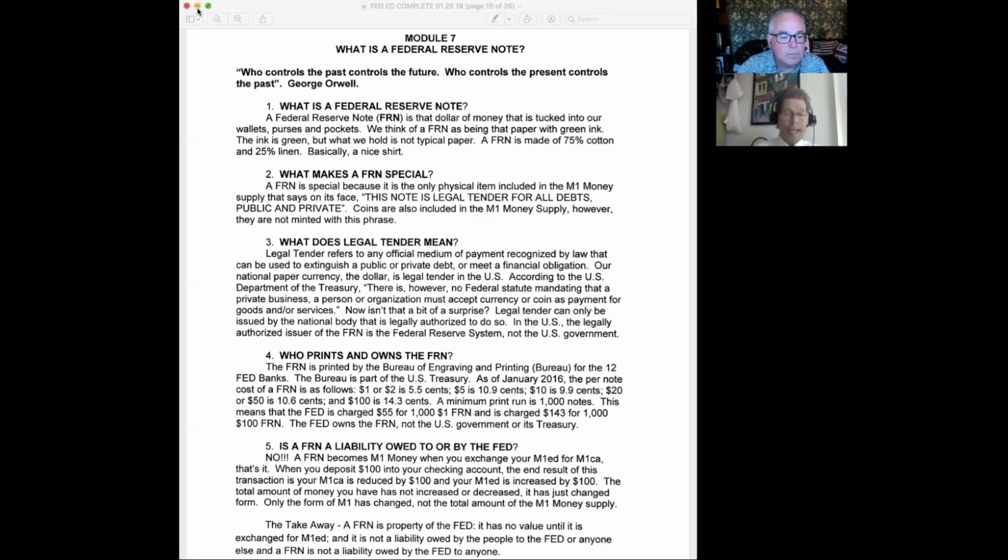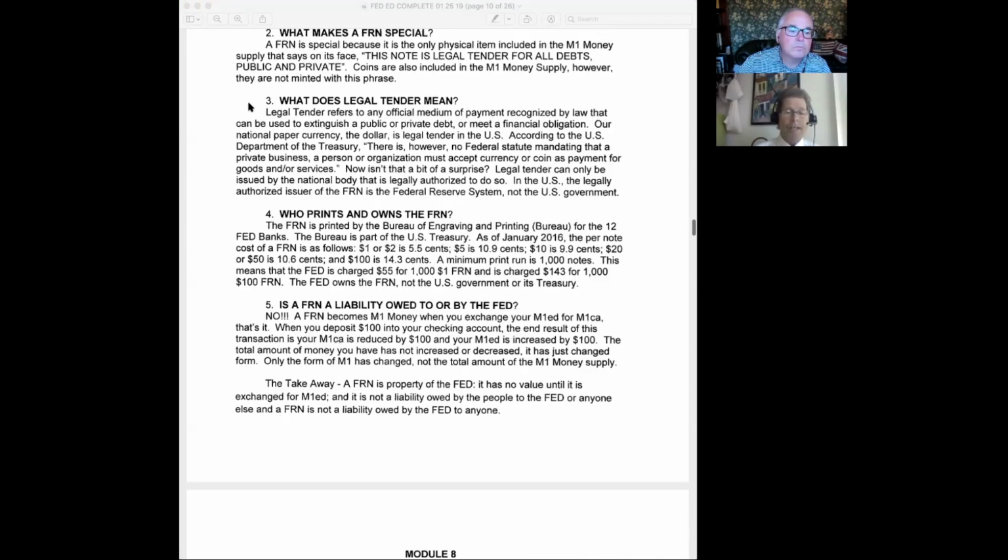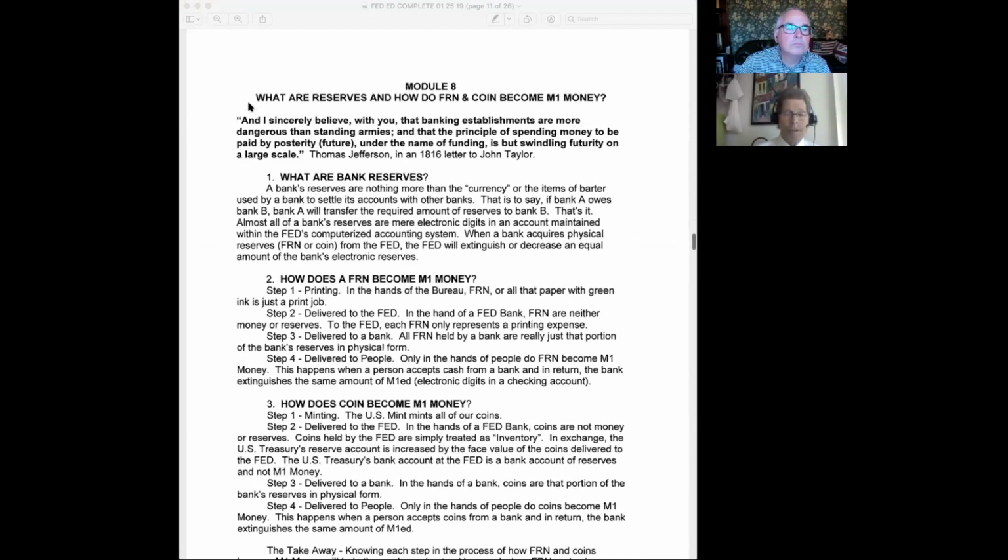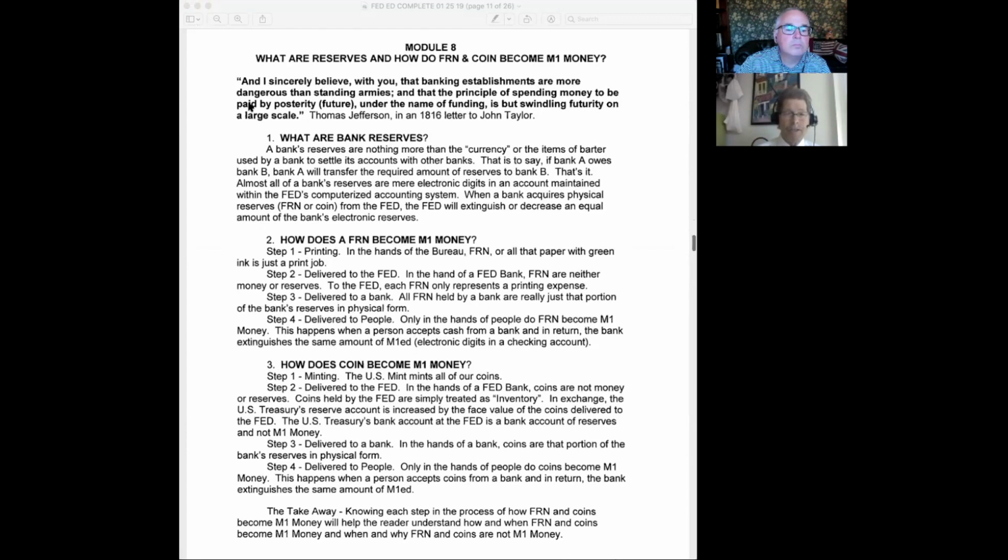Now we're in Module 8, and this is how do Federal Reserve notes, and I'll just focus on that, coins are somewhat of a similar path, how does the Federal Reserve note become part of the M1 money supply? As we earlier stated, first it's printed by the Bureau. It's just the print job to them. Moves to the Fed. At the Fed, it's just a printing expense. A regular, ordinary, everyday, nothing special business expense.